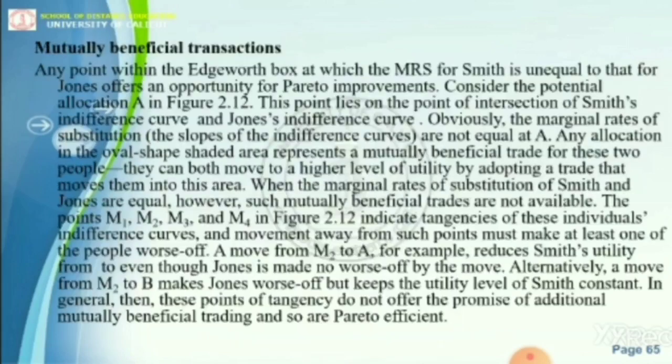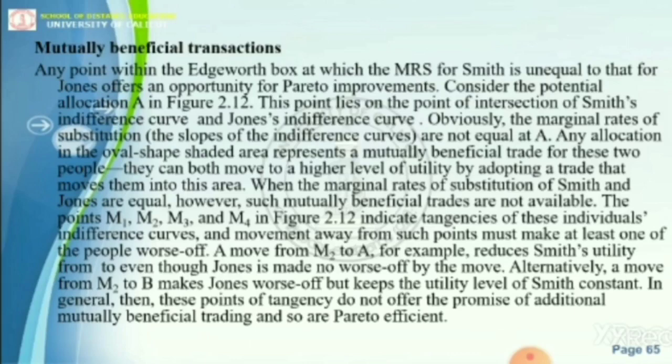So this point lies on the point of intersection of, നിങ്ങൾ ആ ഷെയ്ഡ് ഏരിയ ഒന്ന് നോക്കിയാൽ മതി. This point lies on the point of intersection of Smith's indifference curve and John's indifference curve. Obviously, the marginal rates of substitution, the slope of the indifference curve, are not equal at A. Any allocation in the oval shaped shaded area represents a mutually beneficial trade-off for these two people. They can both move to a higher level of utility by adopting a trade that moves them into this area.